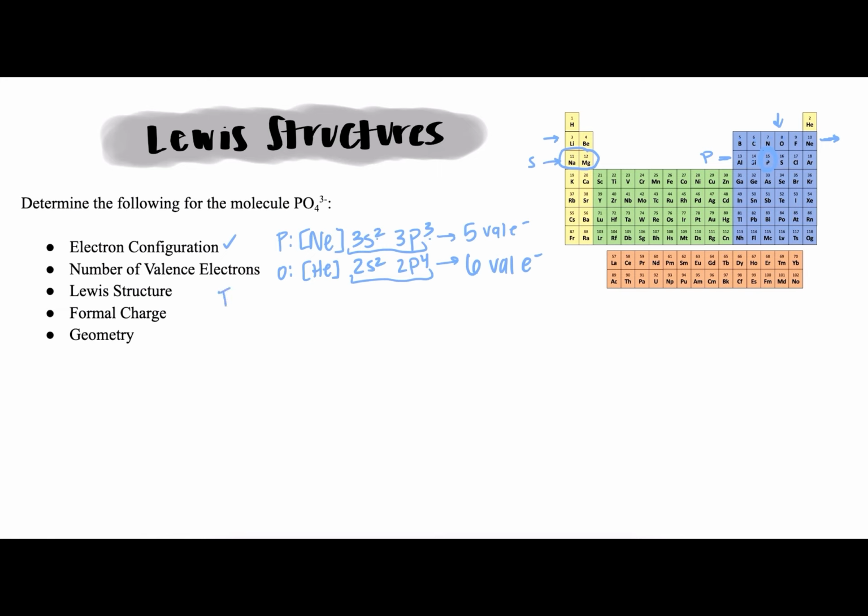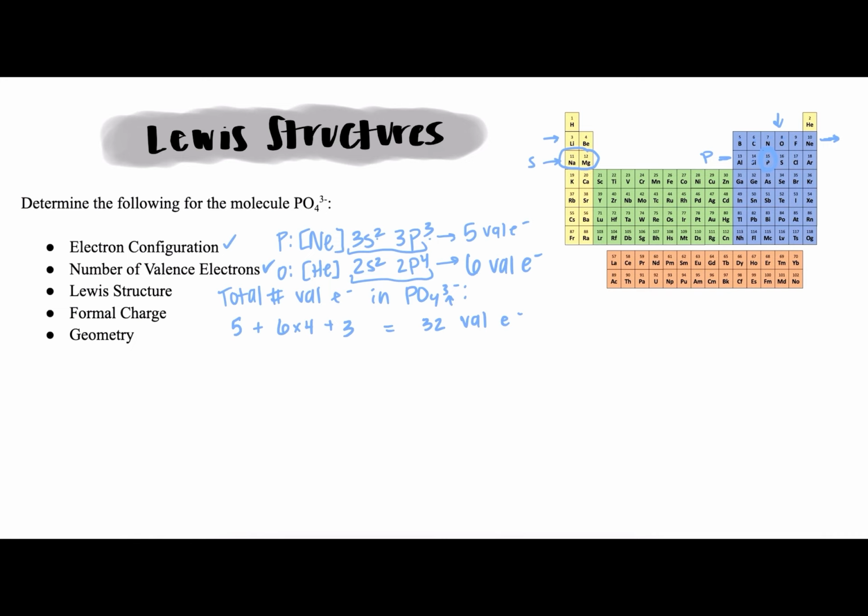So now for the total number of valence electrons in our PO4 3-, we have 1 phosphorus, so that's 5 valence electrons, plus 4 oxygen, so that's 6 times 4. And then since we have this 3- charge right here, that adds on 3 more electrons to give us a total of 32 valence electrons. So now we are ready to draw our Lewis structure.